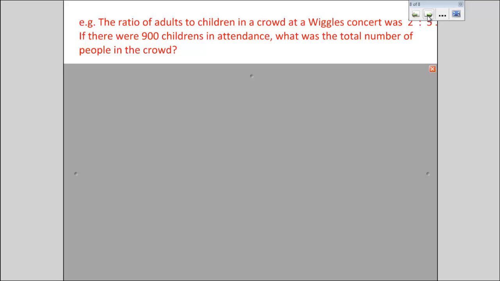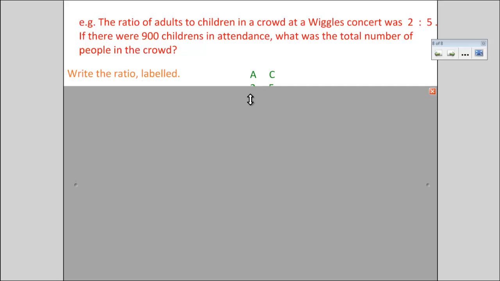One last example. The ratio of adults to children in a crowd at a Wiggles concert was 2 to 5. We know that there were 900 children, sorry about that typo, in attendance. What was the total number of people in the crowd? In this case, we're given one part of the ratio, but we don't want the other part. We don't want to know how many adults there were. We want to know the total attendance, the total number of people in the crowd.